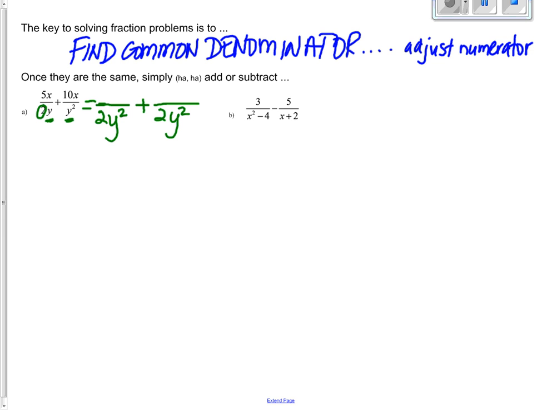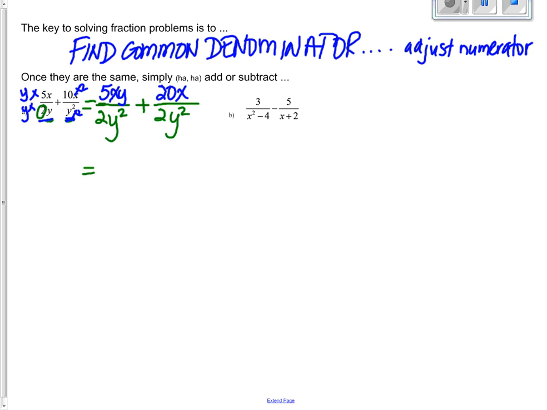I have to adjust the numerator to match. So for the first rational variable expression, I had 2y. My new denominator is 2y squared, which is increased by a factor of y. So I would have to multiply this top by a y. That rational variable expression is the same as the one I started with. It just has y's introduced top and bottom. The second RVE is 10x over y squared, and the only thing that's different from the old denominator to the new is the number 2. So I would multiply top and bottom by the number 2. I have 20x.